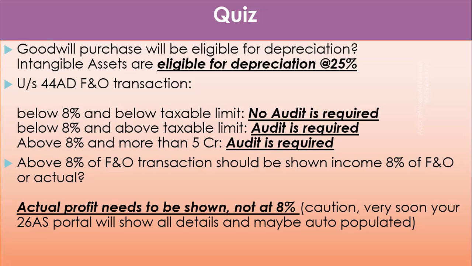If my income is above 8 lakh, and turnover is more than 5 crore, audit is required. If my FNO turnover is below the audit limit of 5 crore, and profit above 8 lakh, I don't need to do audit, but I have to show actual profit. Are you getting it? There are 4 scenarios I have considered in these slides.